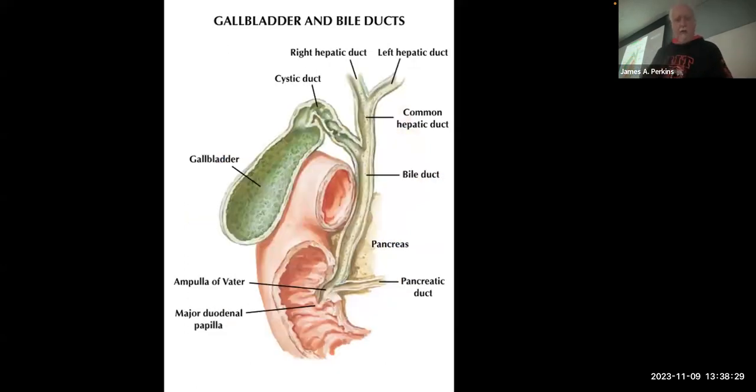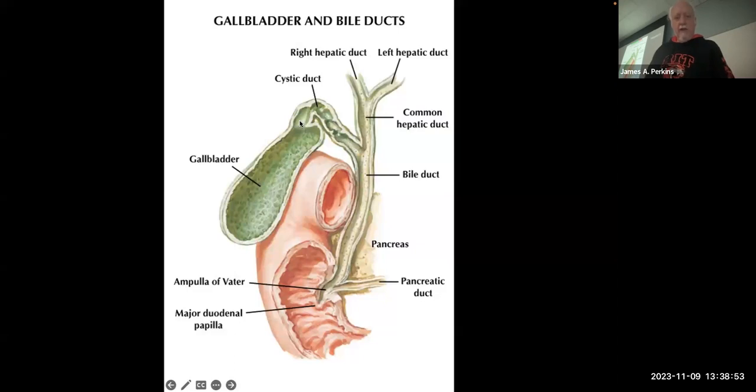So here you see that same structure just in cross section. We've got bile produced by the liver flowing through the left and right hepatic ducts, down through the common hepatic duct. Most of the time, if you're not eating a fatty meal, that bile is going to turn and go up the cystic duct into the gallbladder, where it's going to be stored. The gallbladder is going to absorb water from the bile to make it more concentrated.